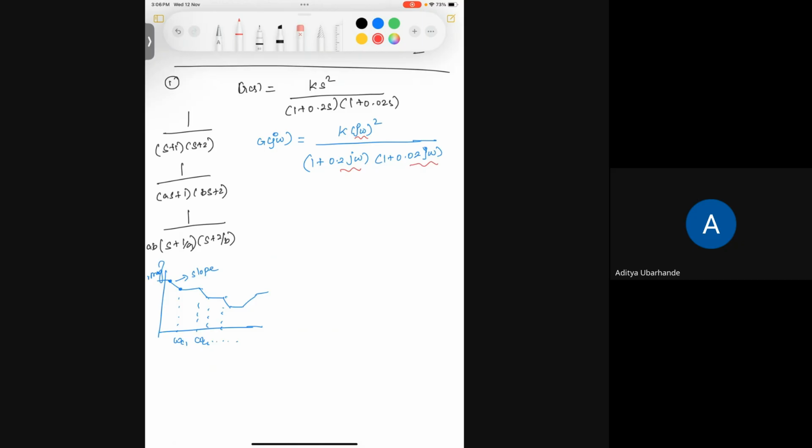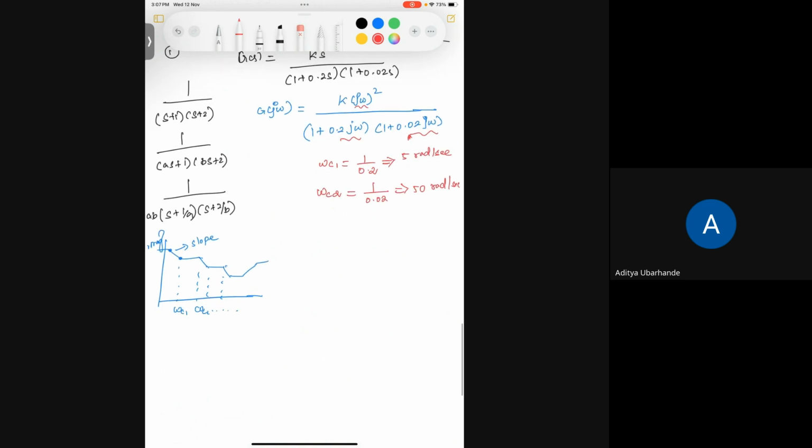The first corner frequency, I'm considering only poles for now, so omega C1, I'm going to take as 1 by 0.2. Corner frequencies will be in terms of the time constant, right? 1 by time constant is the frequency, so it is 1 by 0.2. So this will be 5 radians per second. The first corner frequency I call omega c1. The second corner frequency is omega c2, 1 by 0.02, so this will give me 50 radians per second. Okay, now we found the corner frequencies.